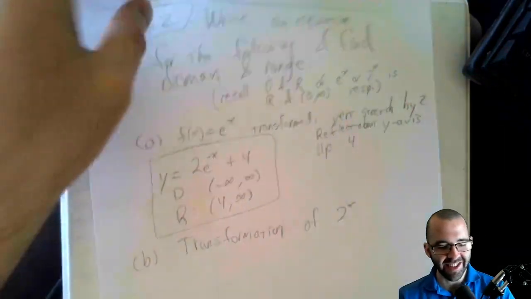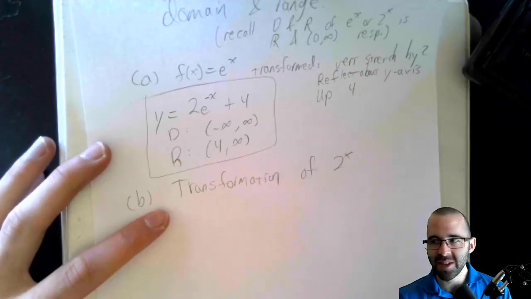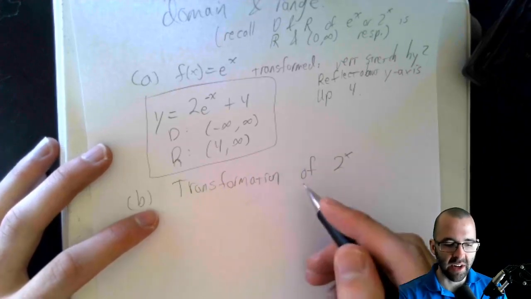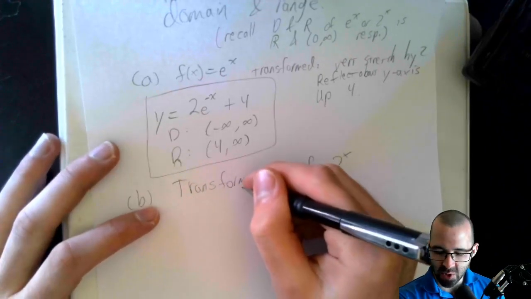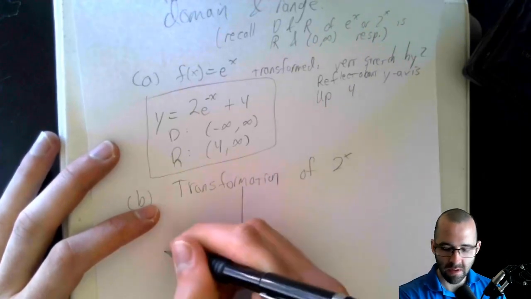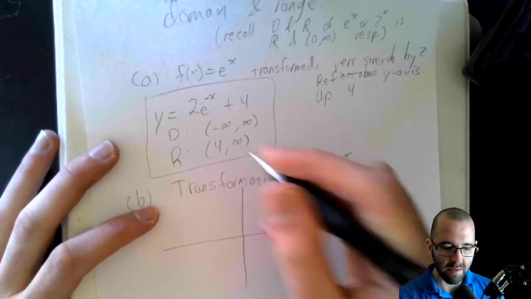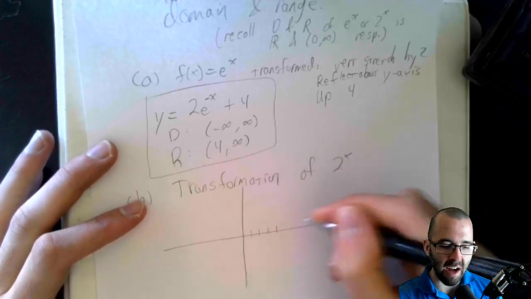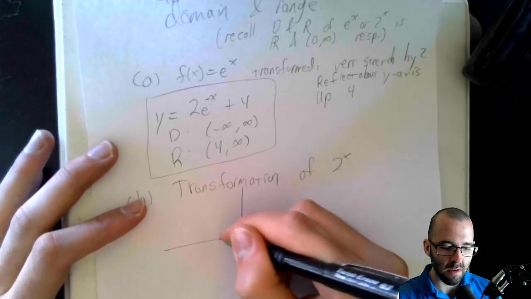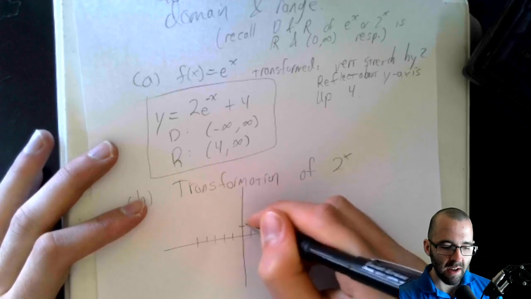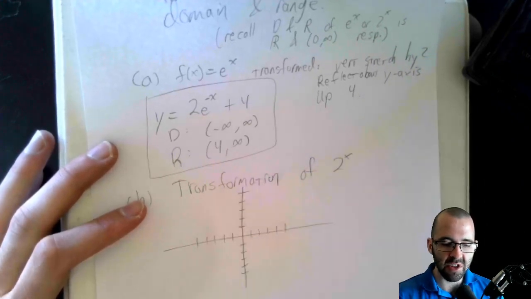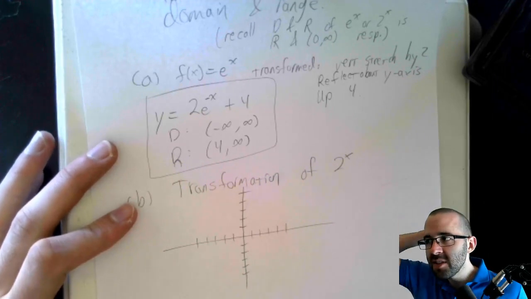Part B, we have a transformation of 2 to the x. Okay, and this time I'm going to give you a graph. You have to interpret the graph and see if you can figure out what the equation is. So these ones are tricky. These are important too.